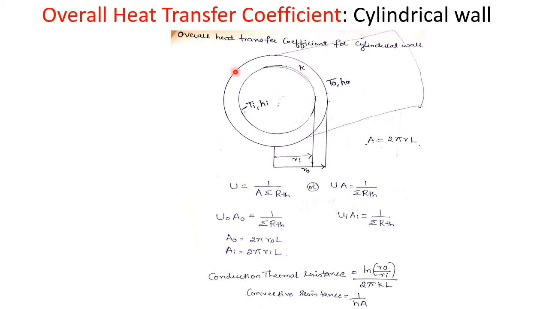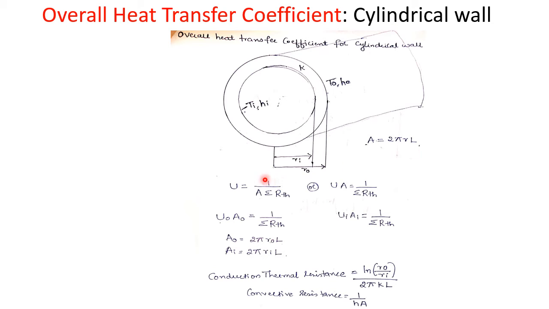So this is our cylinder. This is the inner surface of the cylinder, whereas this is the outer surface of the cylinder. You can see here that Ri indicates the radius of the inner cylinder, and R0 indicates the radius of the outer cylinder. The surface area of the cylinder is given by the formula 2 pi R into L.